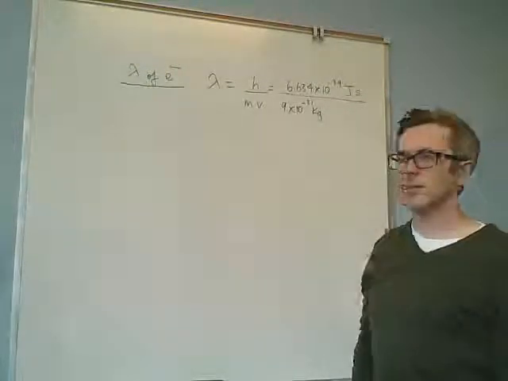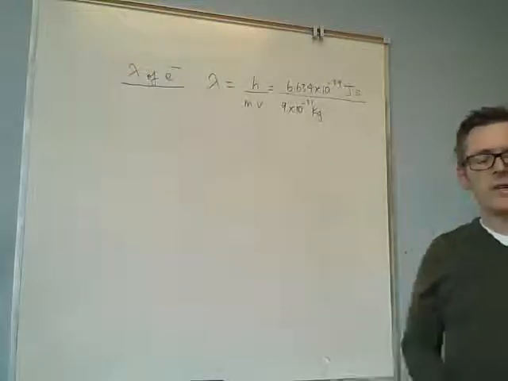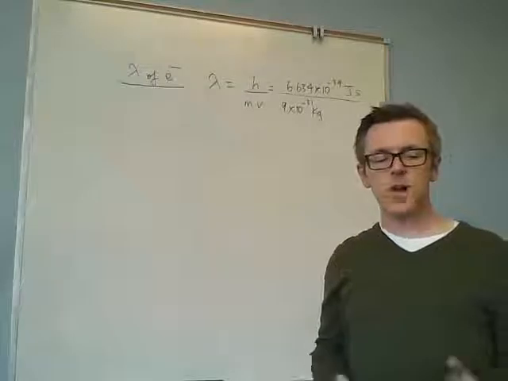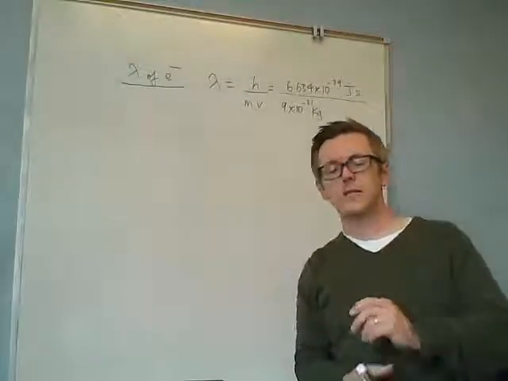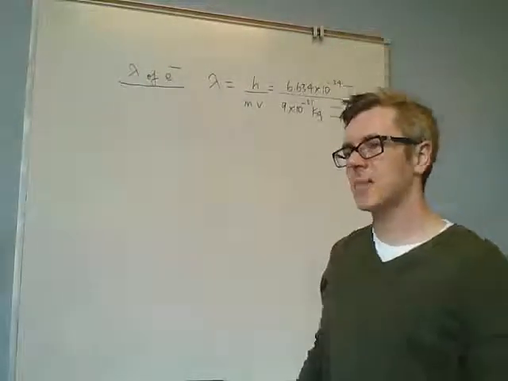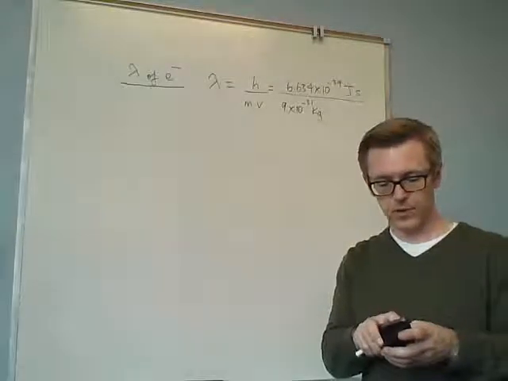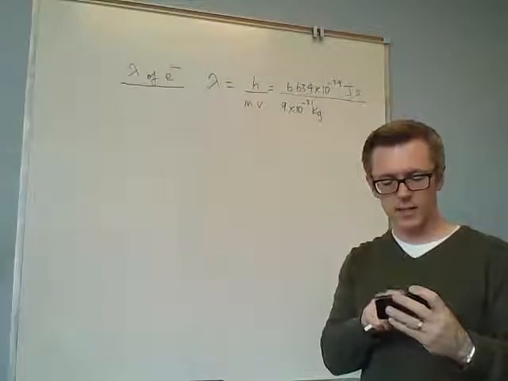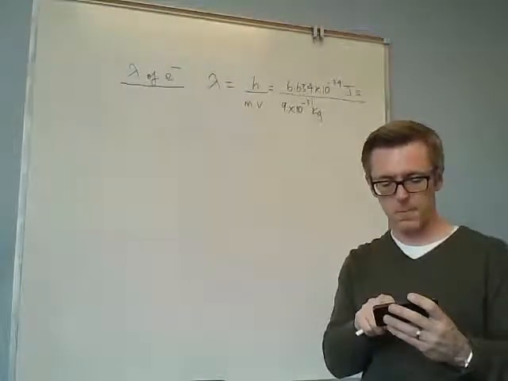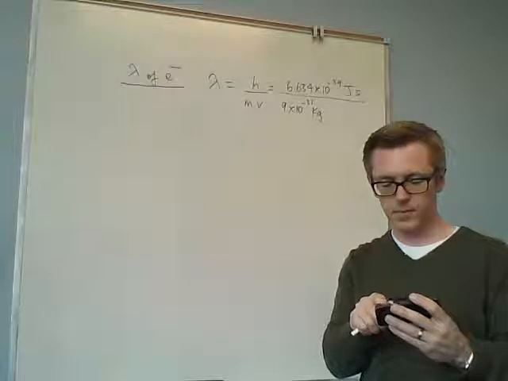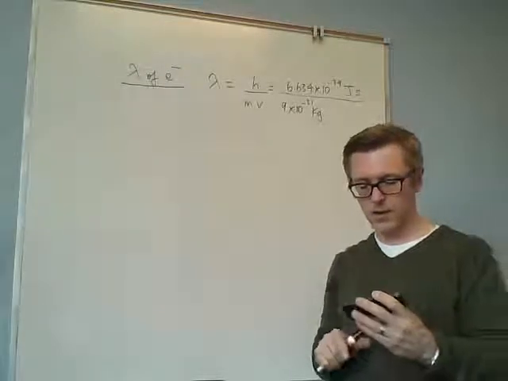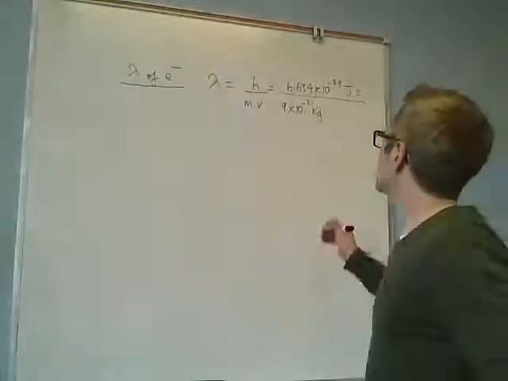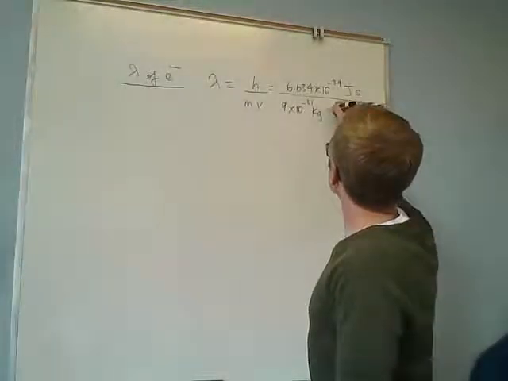And the velocity of the electron. Electrons have a mass, so they have to move slower than the speed of light. So for argument's sake, let's say it's around 10% of the speed of light. So 10% of the speed of light is 3 to the 8 meters per second, so 3 to the 7.